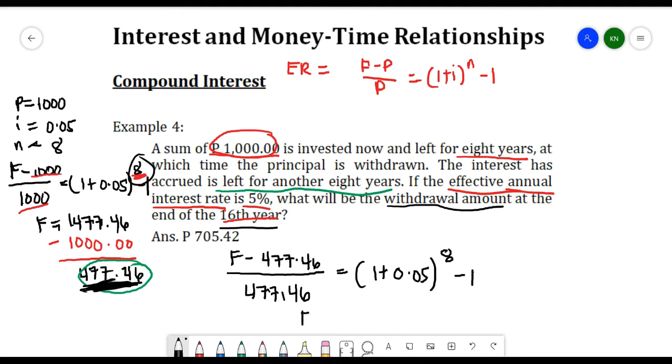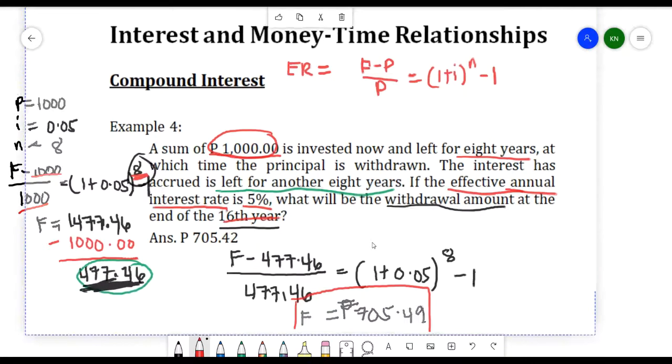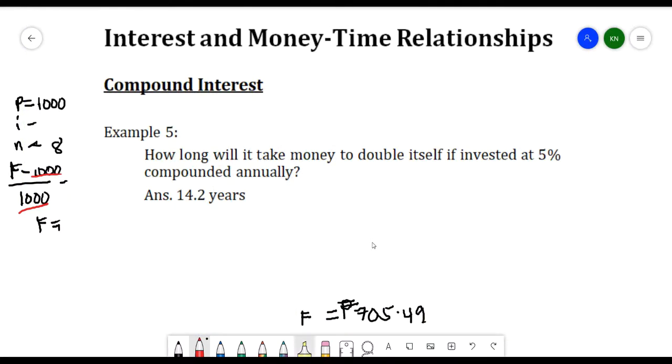So now the withdrawal amount is equivalent to 705.49. So after another 8 years, the person can still withdraw 705 pesos, 705.49 pesos. So that is the answer for the problem. Next, we have another example.